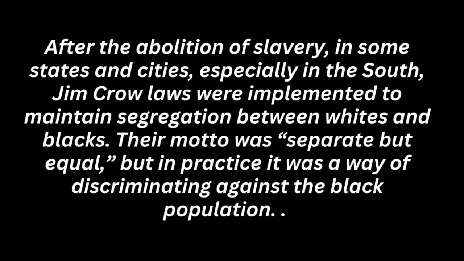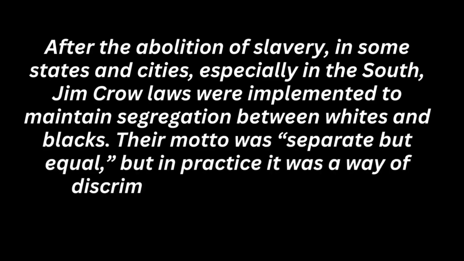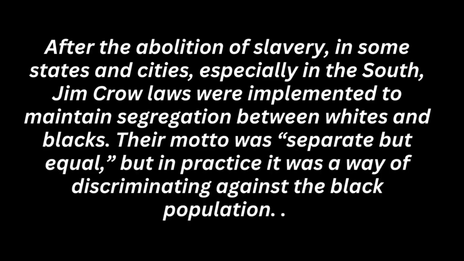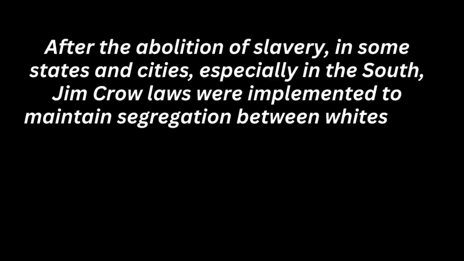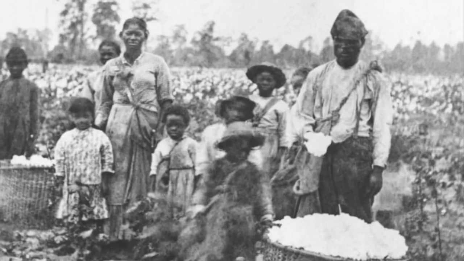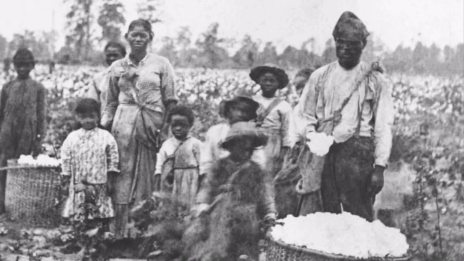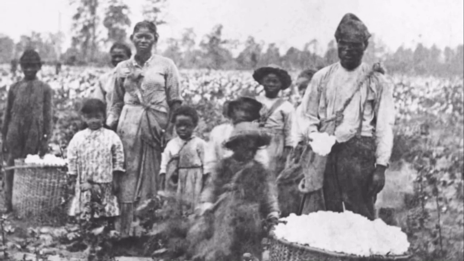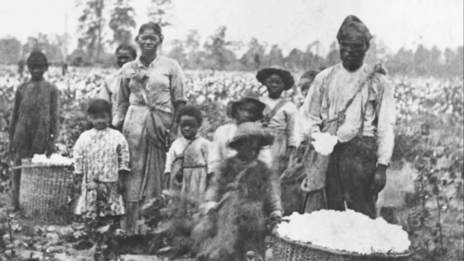After the abolition of slavery, in some states and cities, especially in the South, Jim Crow laws were implemented to maintain segregation between whites and blacks. Their motto was separate but equal, but in practice it was a way of discriminating against the black population. Government positions and important jobs were reserved for whites. In addition, blacks had problems voting and could not mix with whites.